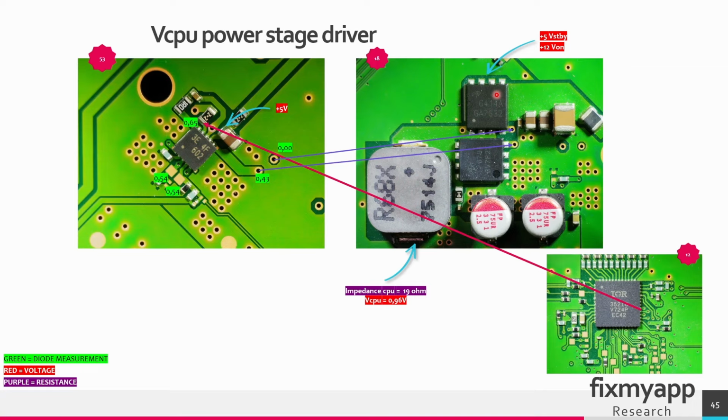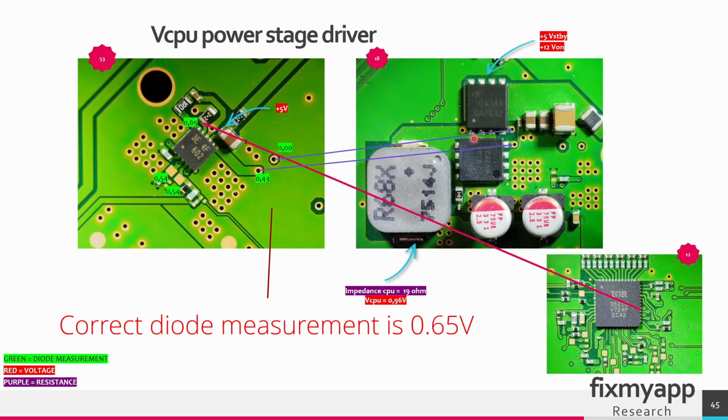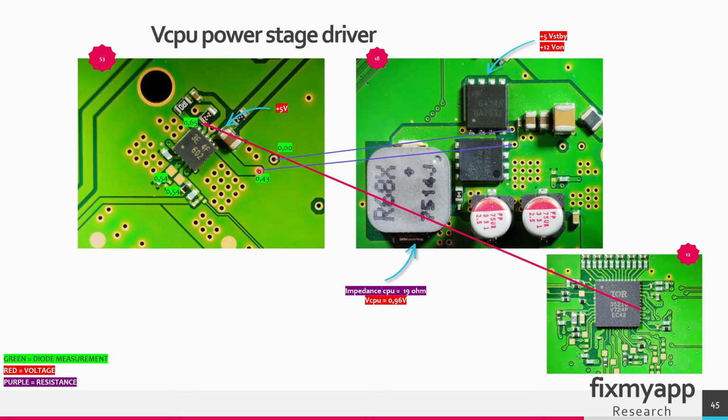This is the top side, so this is the high side MOSFET and the low side MOSFET. This is the output, this is the inductor. The PWM signal from the buck controller will go to the power phase driver IC into this pin. So this IC will drive the high side MOSFET and the low side MOSFET. So this pad here will go to the gate of the high side MOSFET, and this pad here will go to the gate for the low side MOSFET. This MOSFET will start switching. It will generate a CPU voltage of 0.96 volt, and the impedance of this power rail is 19 ohms. At this capacitor you can find 5 volts.